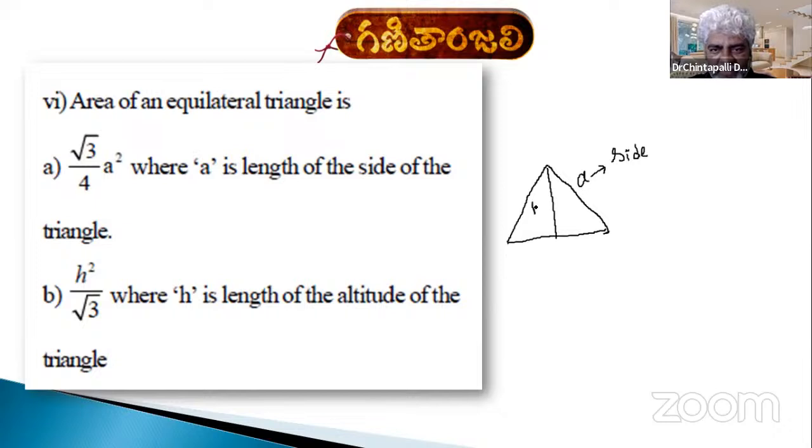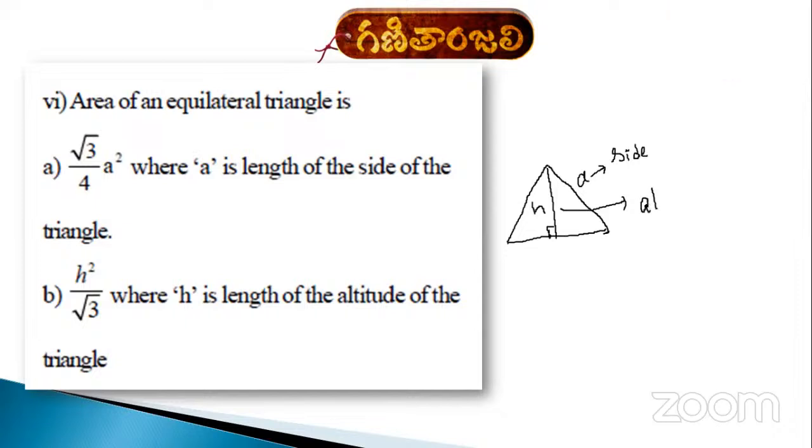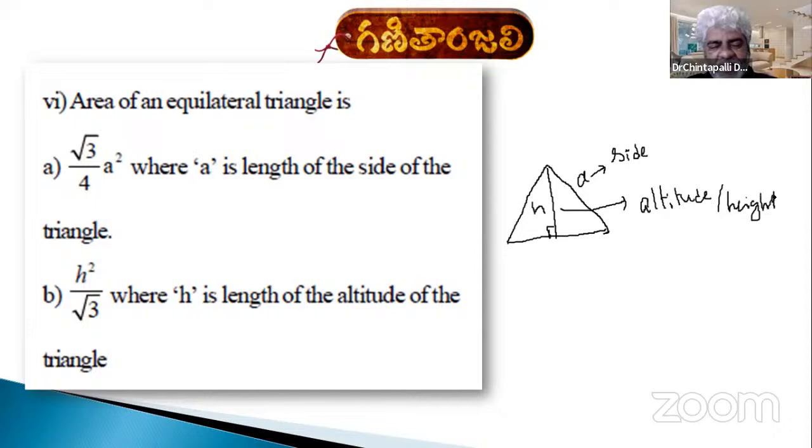It is height, also called altitude. When the height is known, the formula to find the area of an equilateral triangle when height is given is h square by root 3. Okay.